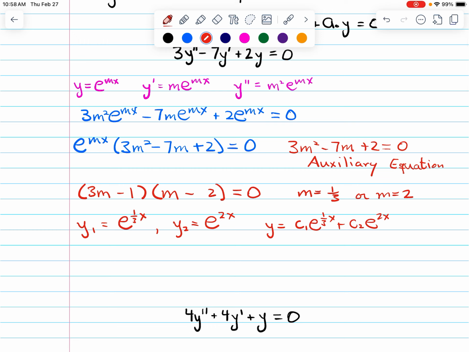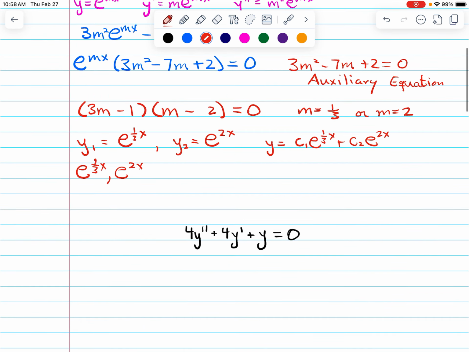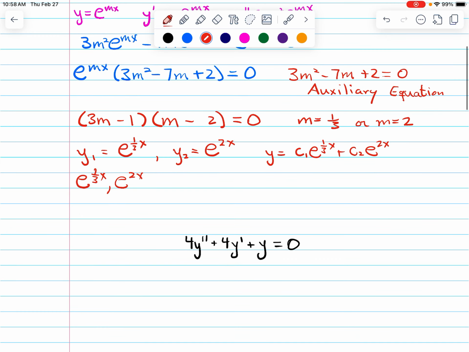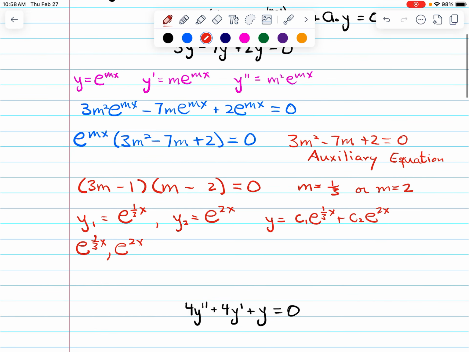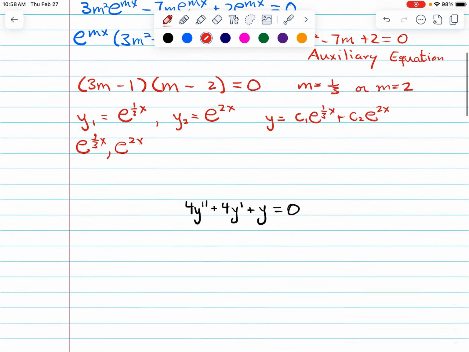Now notice that e to the 1/3 x and e to the 2x, we could put those into the Wronskian and find out that these form a fundamental set. Okay, so there's our solution right there. Now, notice the steps that we went through. We just set up the auxiliary equation and we found our values for m, and there you have it.